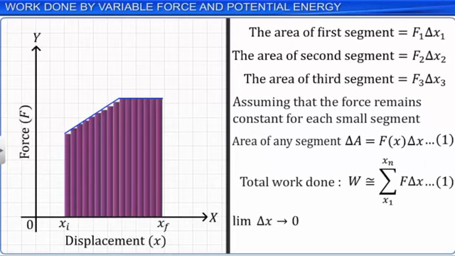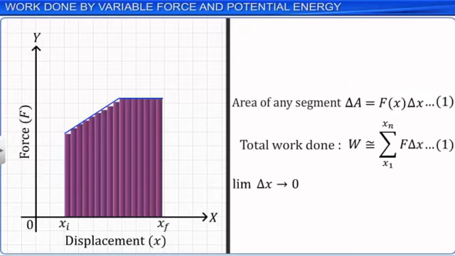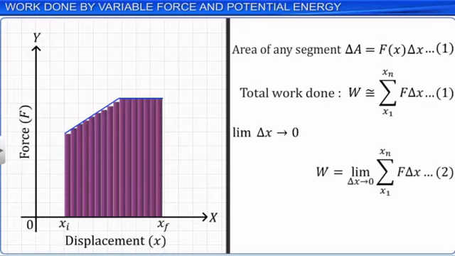and the total work done is calculated as W is equal to sigma of F delta x between the limits x1 to xn, as the limit of delta x tends to 0. Let this be equation 2. Hence, the work done for a varying force can be expressed in integral form, as W is equal to integral F dx in the limits x1 to xn. Let this be equation 3.